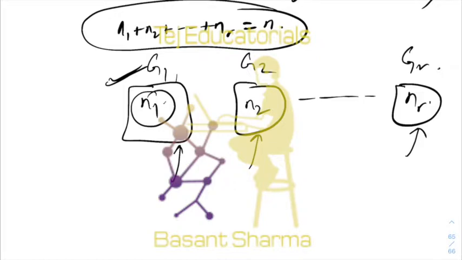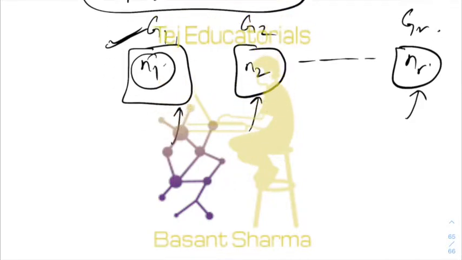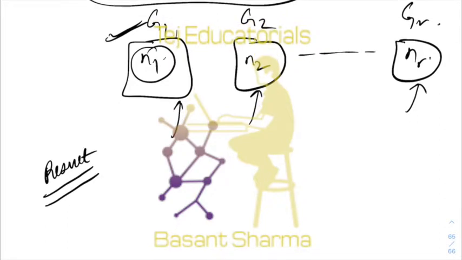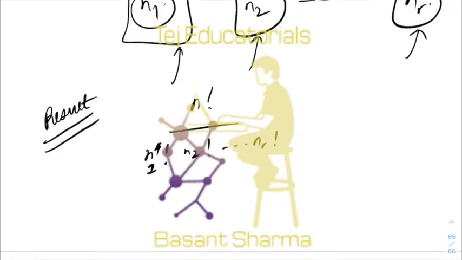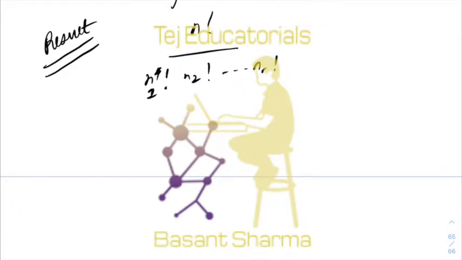So the result is the following. The number of such ways is n factorial upon n1 factorial, n2 factorial till nr factorial. Now the proof.